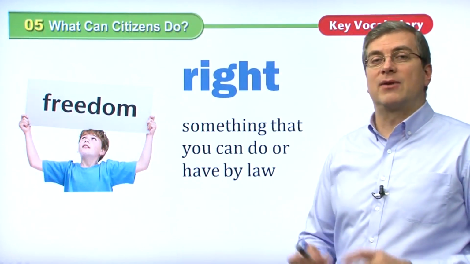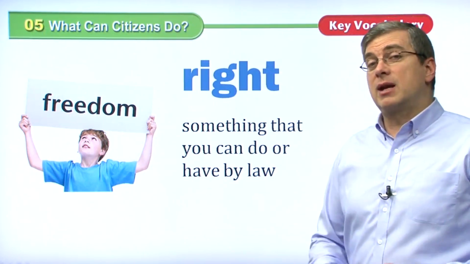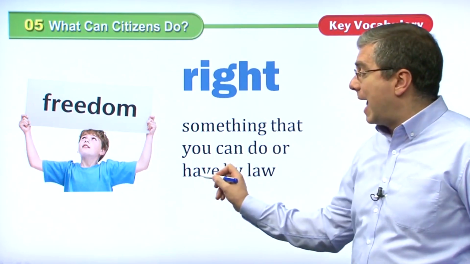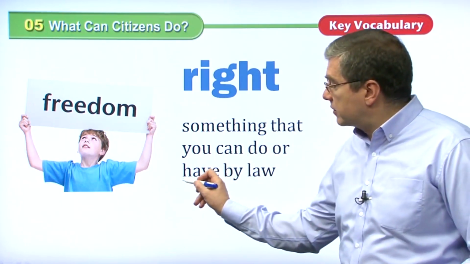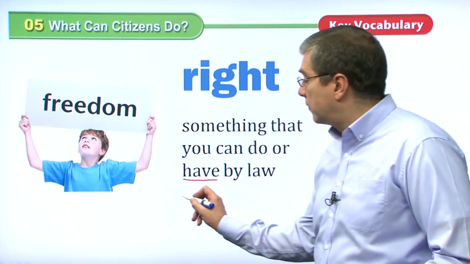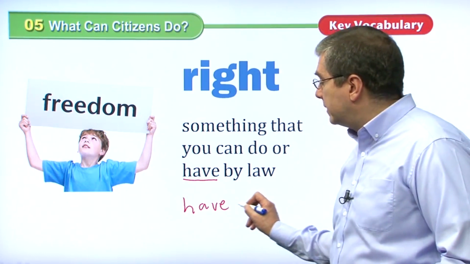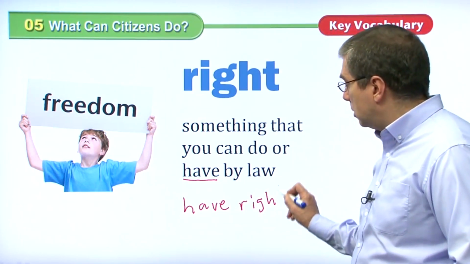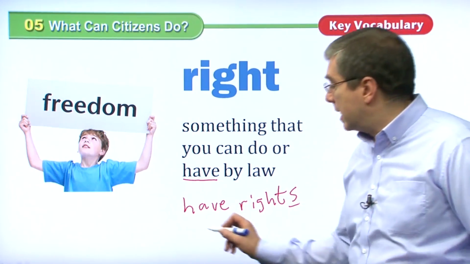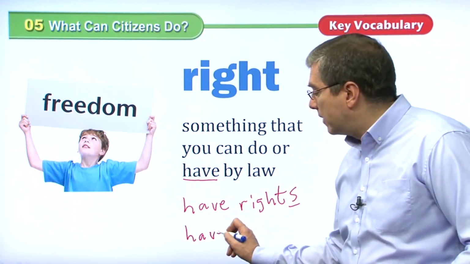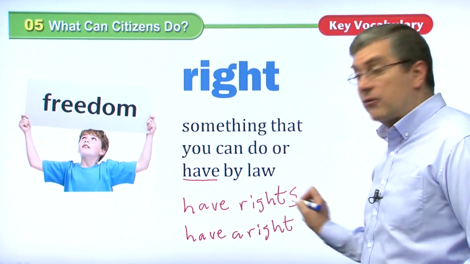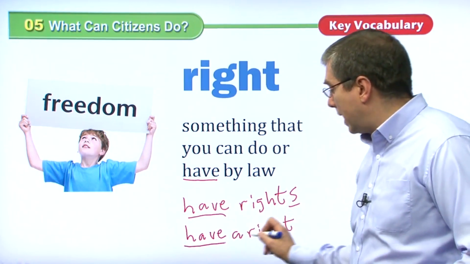When we talk about people having rights and responsibilities, we have to think about what is a right. A right is something that you can do or have by law. And it's important to note this word here, have. We usually use the word have with right. So, for example, have rights. Now, rights can be plural, rights with an S, or you can also say it in a singular way. You have a right. Have a right to do something. So, I have rights, or I have a right to do something.